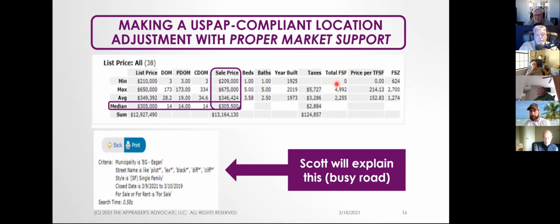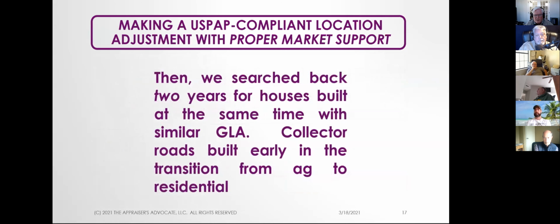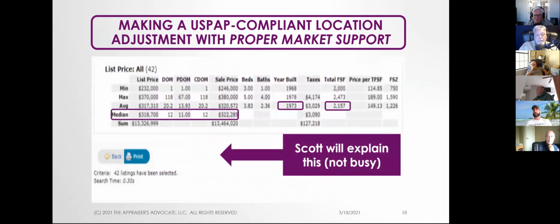So what I did after I had this data, I've got these busy road houses. Now I want to go search for single family houses in the same time period that are not on a busy road, that were built near 1973 and had about the same size. So here's what I found. I found 42, which is good. It's above 30. I went back the same time period. I'm in the same neighborhood boundaries.